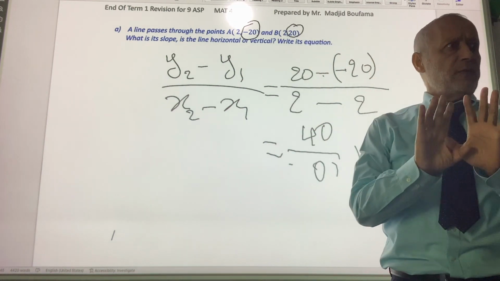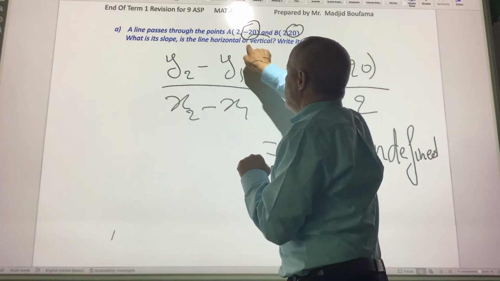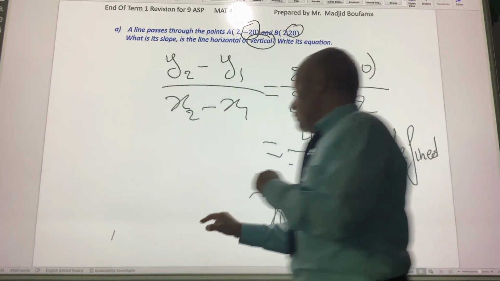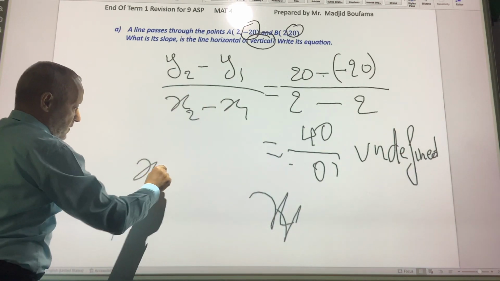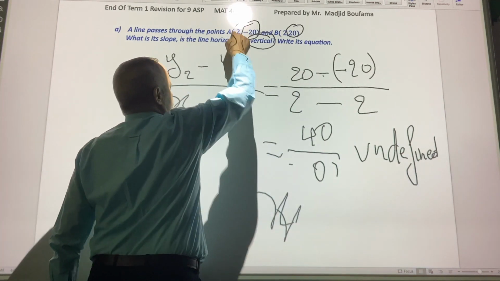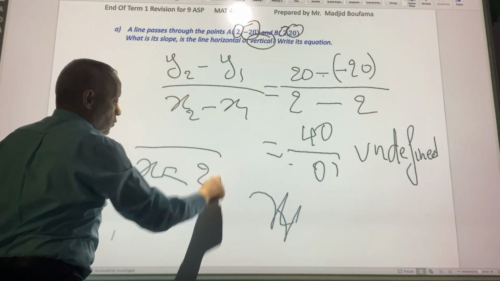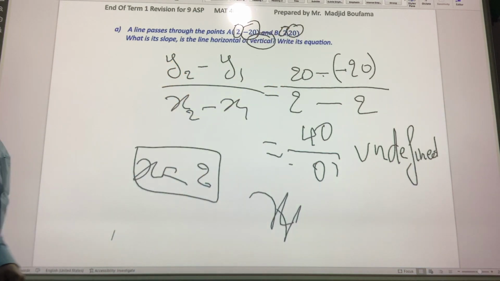As soon as you get undefined, you know that your line is what? Vertical. The equation, straight away, is x equals, and you take your x. Can you see x is constant? x equals 2. This is another way to approach this problem.